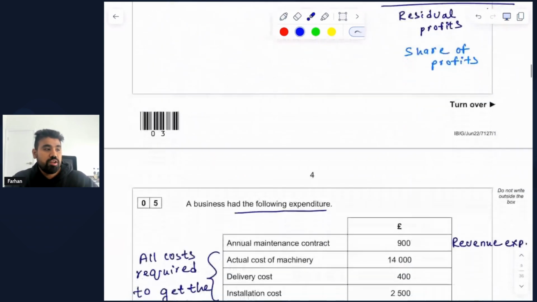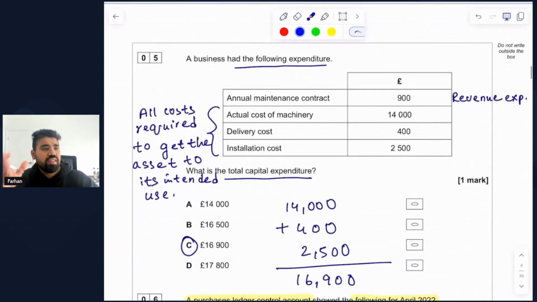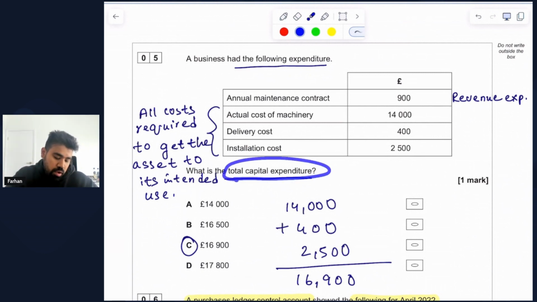Let's move to question number 5. A business had the following expenditure. What is the total capital expenditure? All right, so capital expenditure relates to purchasing a non-current asset and getting it ready for its intended use. It could also refer to modification of a non-current asset or adding value to an existing non-current asset.